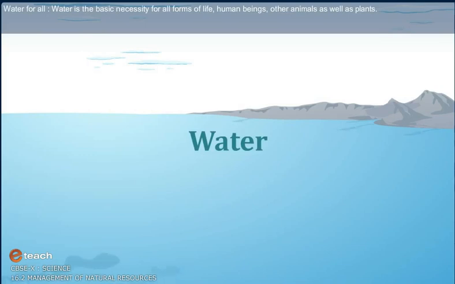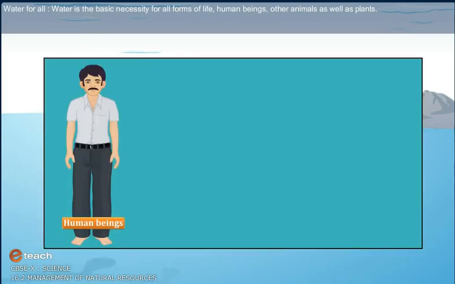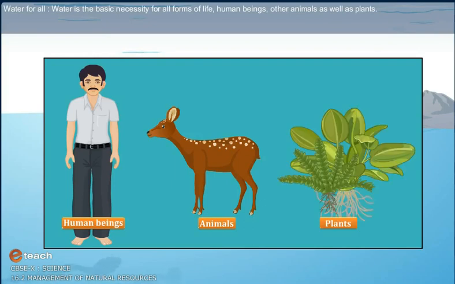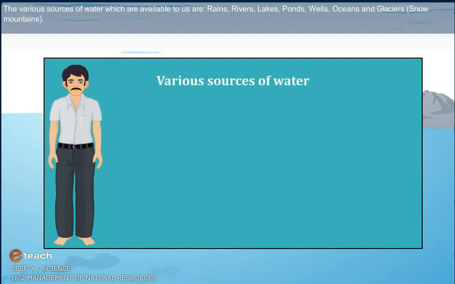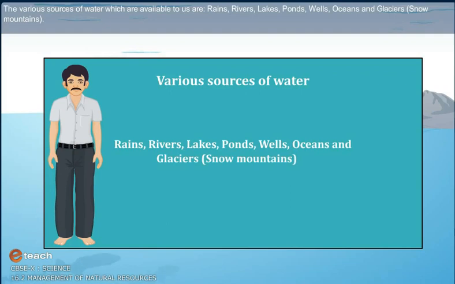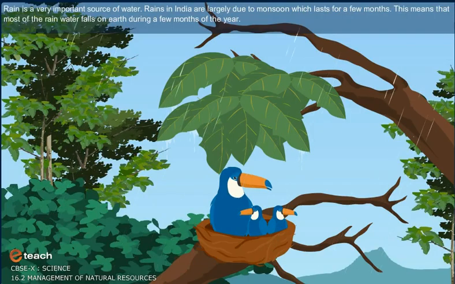Water for all. Water is the basic necessity for all forms of life, human beings, other animals, as well as plants. The various sources of water which are available to us are rains, rivers, lakes, ponds, wells, oceans and glaciers, that is snow mountains. Rain is a very important source of water.